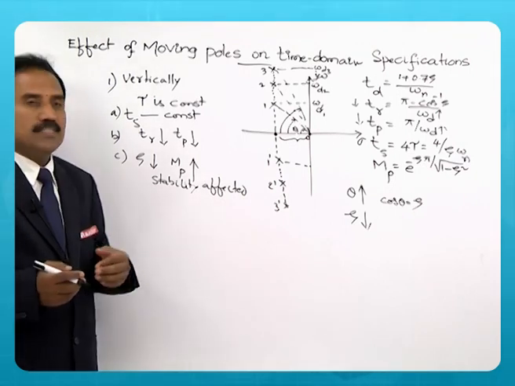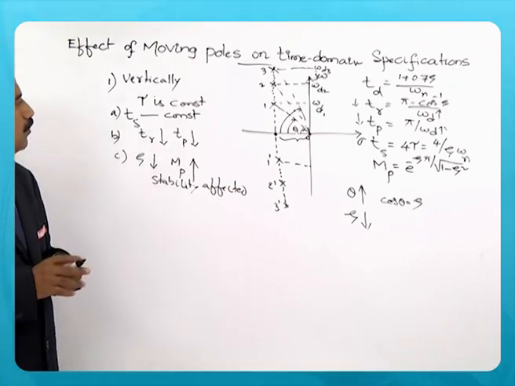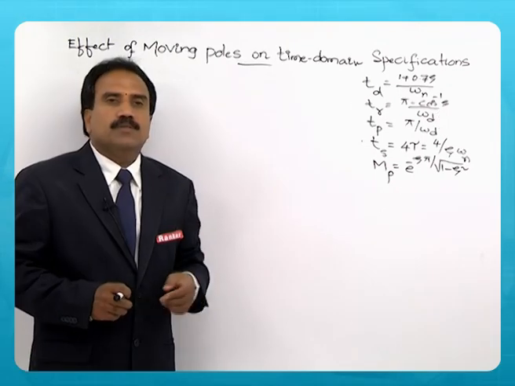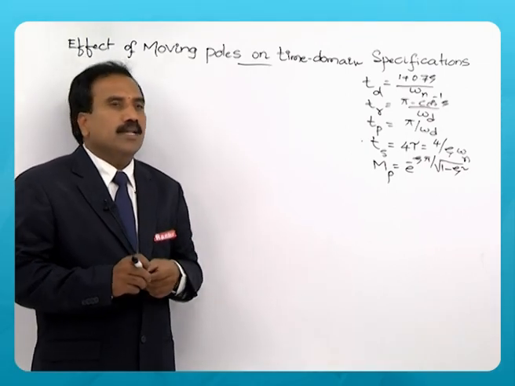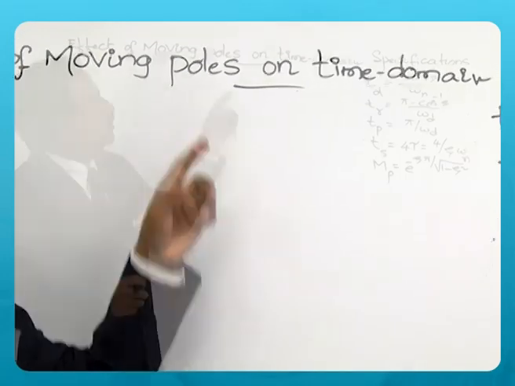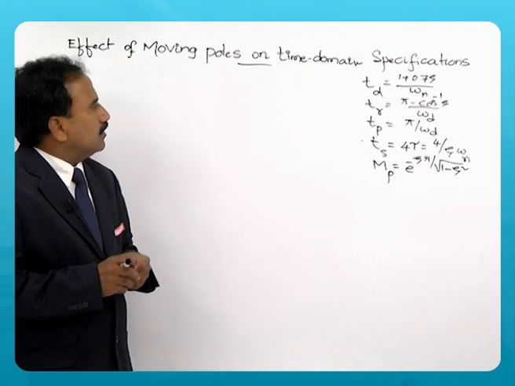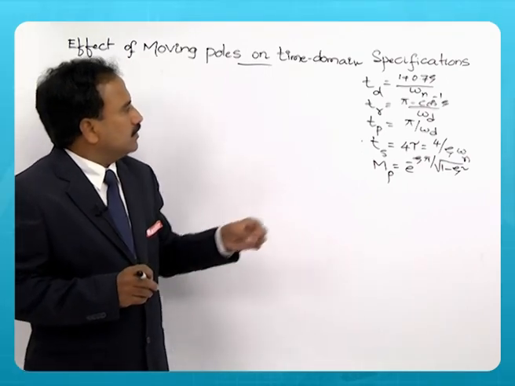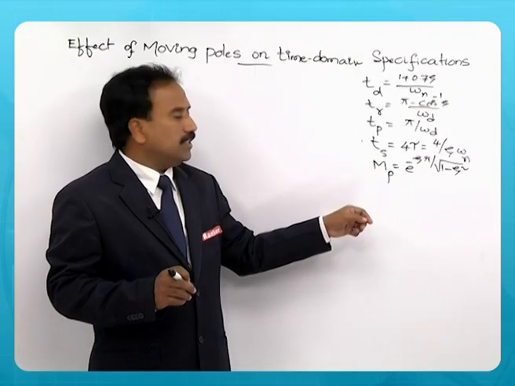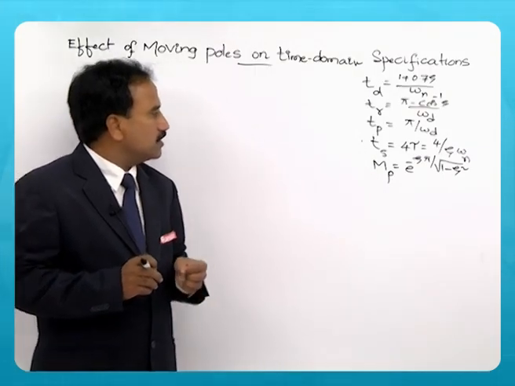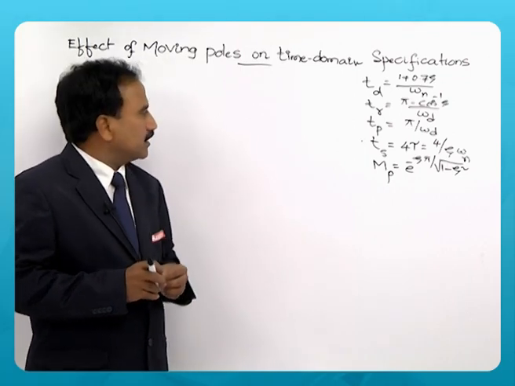Now, we look at the second case, when the poles move horizontally. So, we have seen the case when the poles move in S plane vertically, it is affecting the peak overshoot because there is a decrease in zeta. So, peak overshoot is greatly affected, and so stability of the system also got affected.